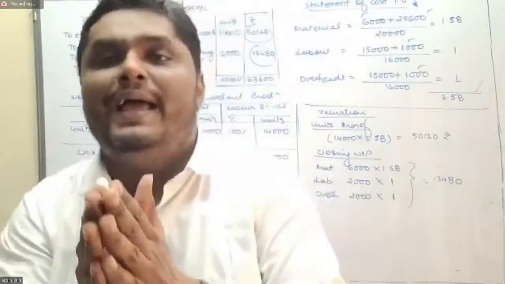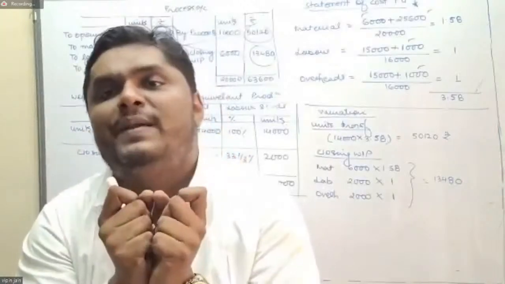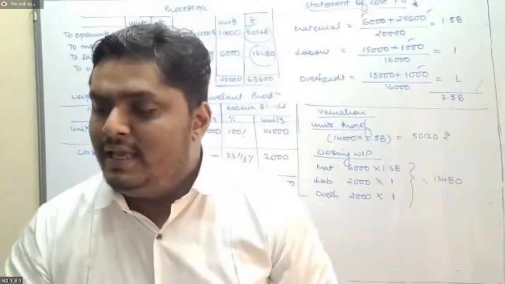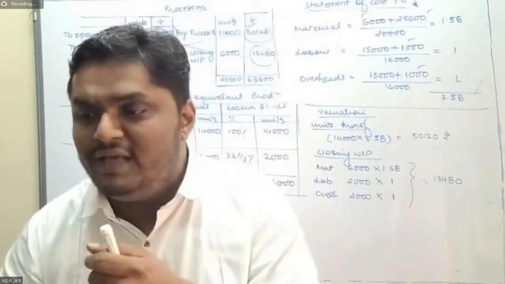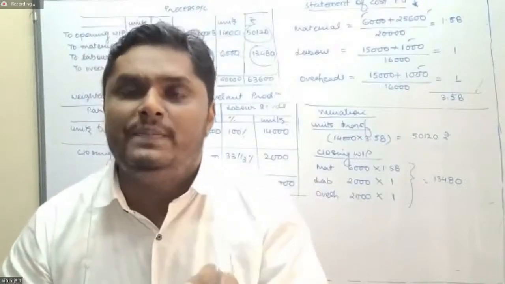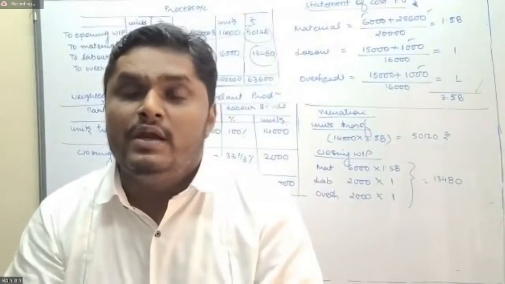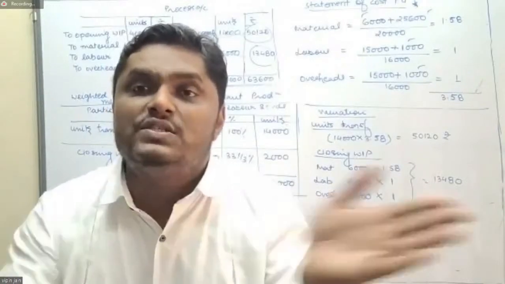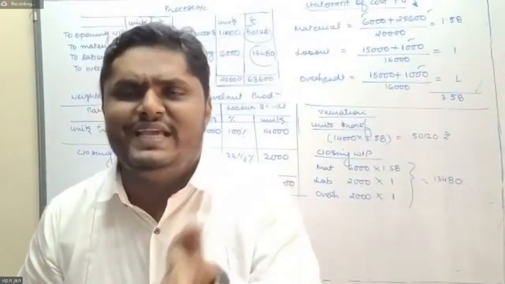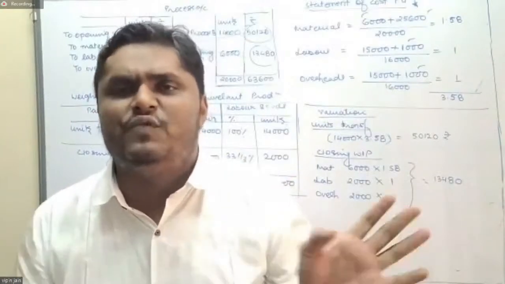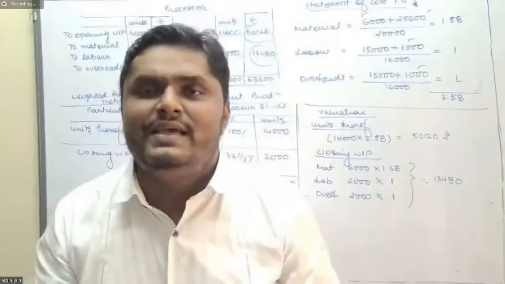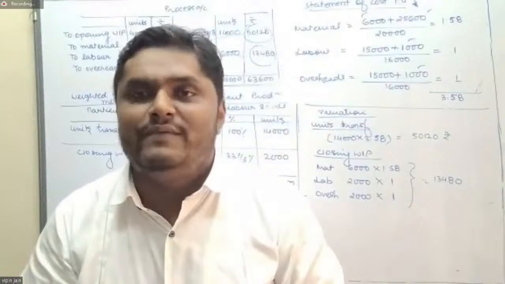FIFO method will apply only when the percentage of completion of opening work in progress is given separately. I repeat again, here in this question, the percentage of opening work in progress is given, that is material 100%, labor and overhead were 20%, 25% complete. Now let's say if in a question it is not given, then we cannot apply FIFO method. So you have to just check this detail. And apart from this, if the question is silent, better use weighted average method only. That method is easy and a time saving method.